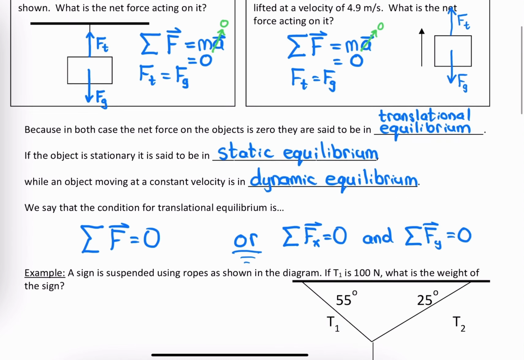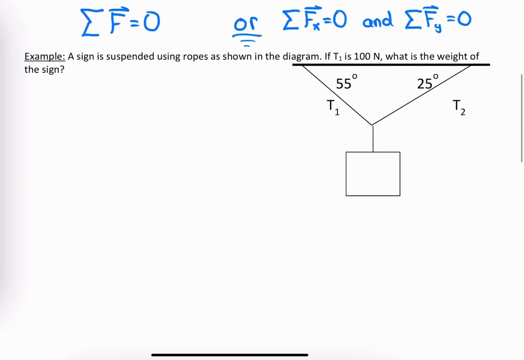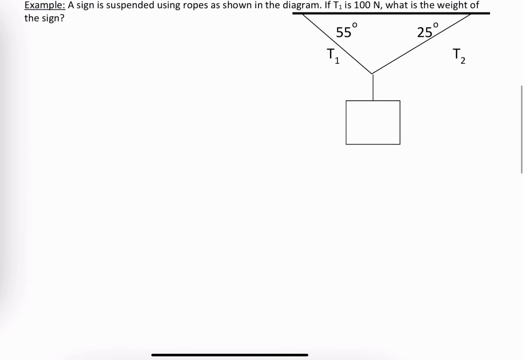Okay, so let's see how we can use this to solve a problem. Here we have a sign suspended using two ropes, shown in this diagram. The tension in the first rope is 100 newtons. We don't know what the tension is in this rope, and we want to know the weight of the sign. Okay, so as you're used to doing with forces, we're going to start this problem with a free body diagram.